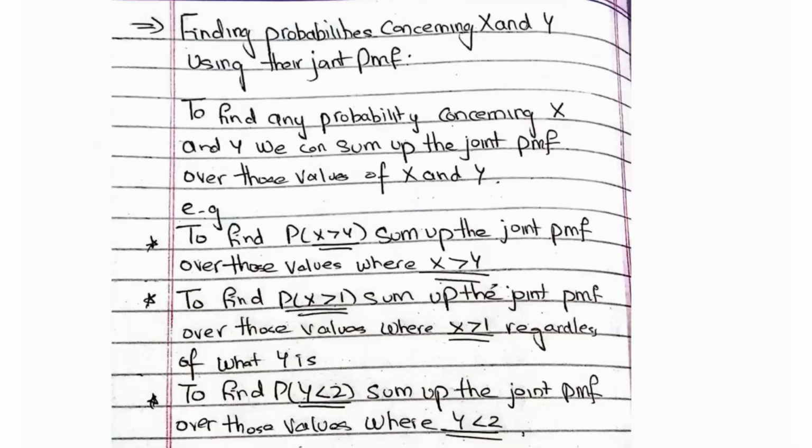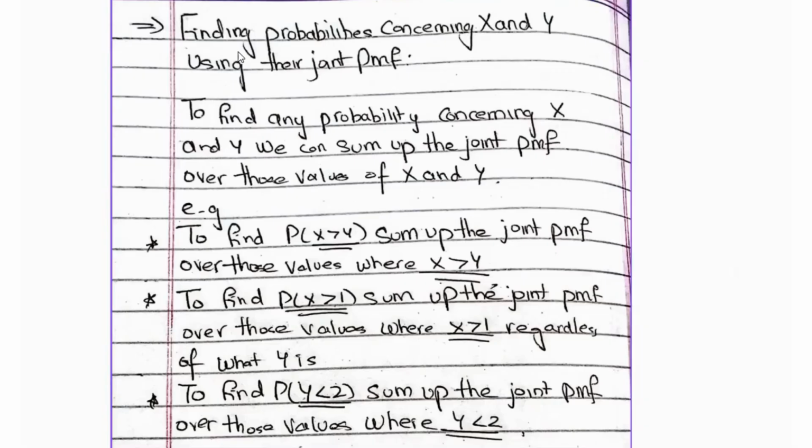For example, if you want to find the probability X is greater than Y, you just sum up the joint PMF over those values where X is greater than Y. If you want to find the probability X is greater than 1, you just sum up the PMF over those values where X is greater than 1, regardless of what Y is, because there's no condition imposed on Y. To find the probability Y is less than 2, you can just sum up the PMF over those values where Y is less than 2, regardless of what X is, because there's no condition imposed on X.